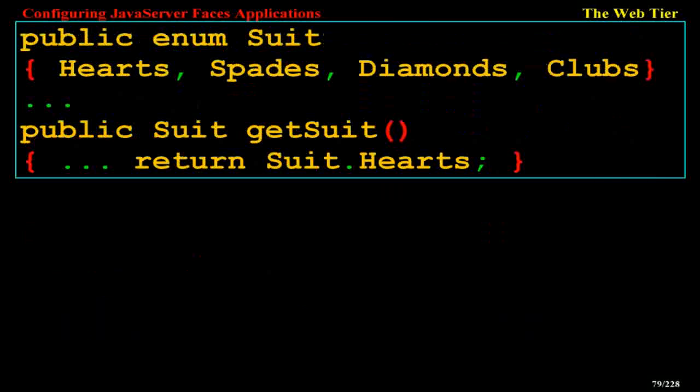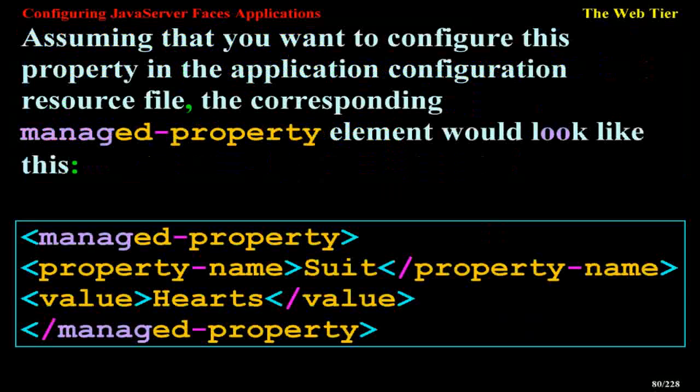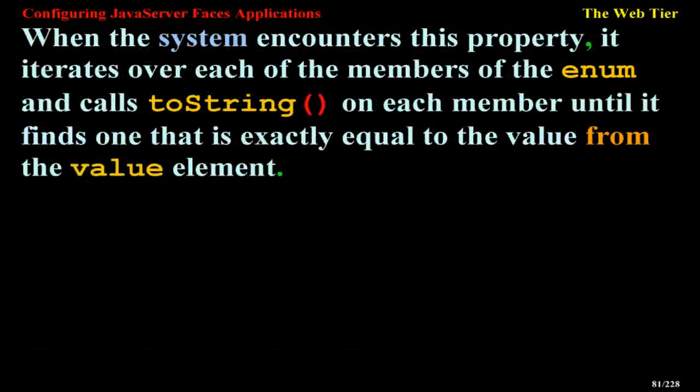public enum Suit { hearts, spades, diamonds, clubs } public Suit getSuit() { return Suit.hearts; } Assuming that you want to configure this property in the application configuration resource file, the corresponding managed-property element would look like this: <managed-property><property-name>suit</property-name><value>hearts</value></managed-property>. When the system encounters this property, it iterates over each of the members of the enum and calls toString on each member until it finds one that is exactly equal to the value from the value element.